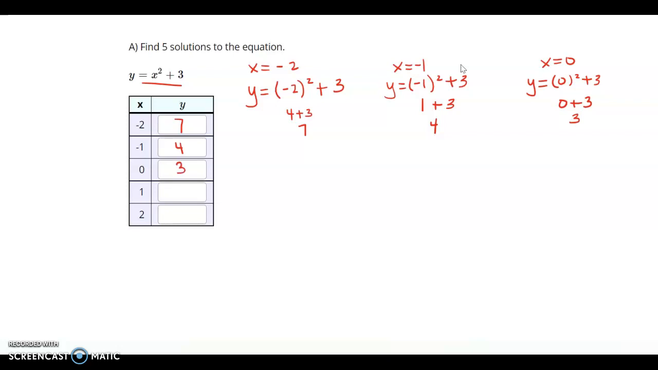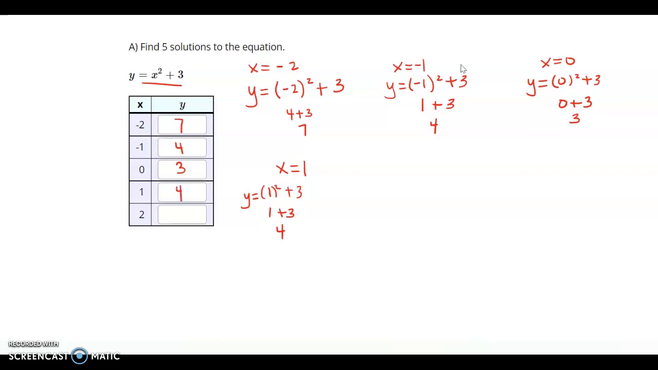I'm starting to see a pattern here. Looks like we're maybe subtracting, I don't know. No, we're not subtracting 3 each time, so maybe there's no pattern. We'll see when we get to our graph, but it's looking like something is going on there. Okay, so x equals 1, 1 squared, we'll still do the parentheses, plus 3. So 1 squared is 1 plus 3, and we're at 4.